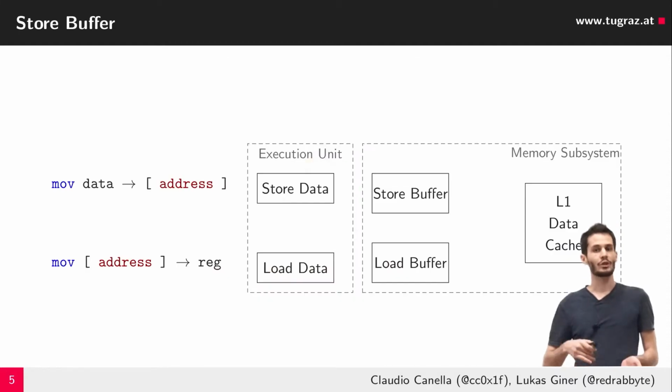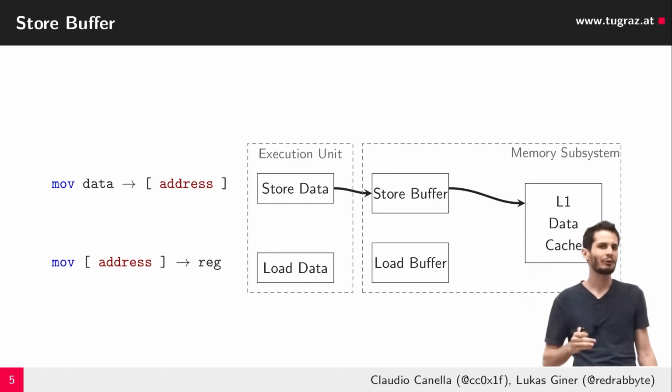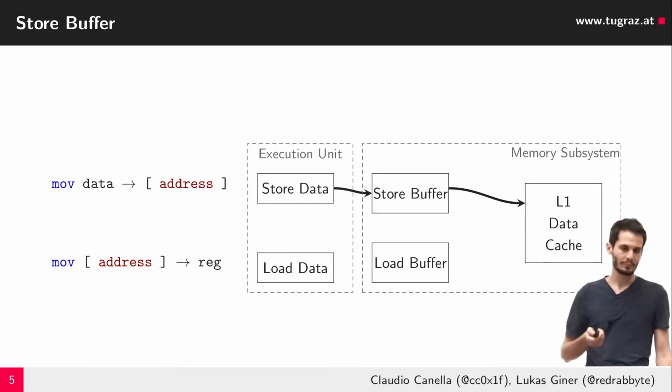So let's look at how a store works. When we write data to an address, the store port just hands it off to the store buffer, and that's already a nice little optimization, because the store port is then free again, and the store buffer will handle the rest. So the store buffer will eventually propagate this data on to the L1 cache. Now, something a bit weird maybe: what happens when we, right after storing, read from this address again?